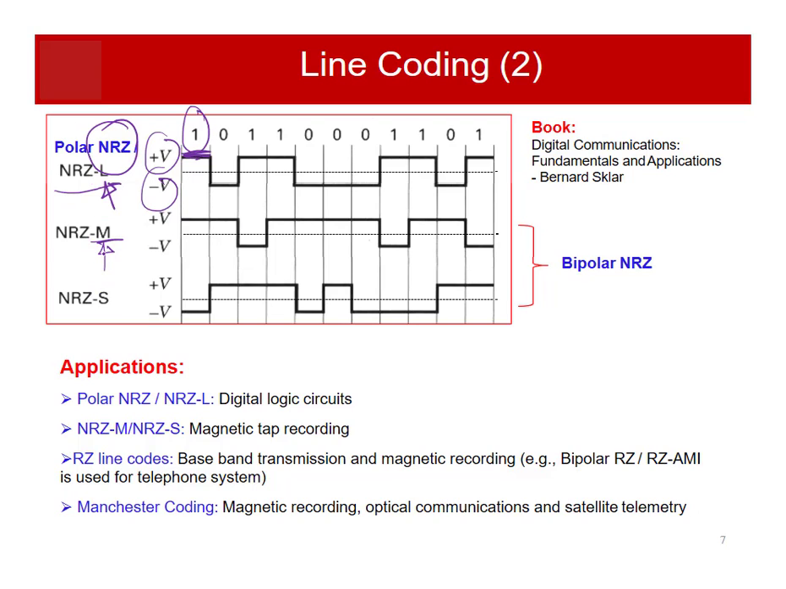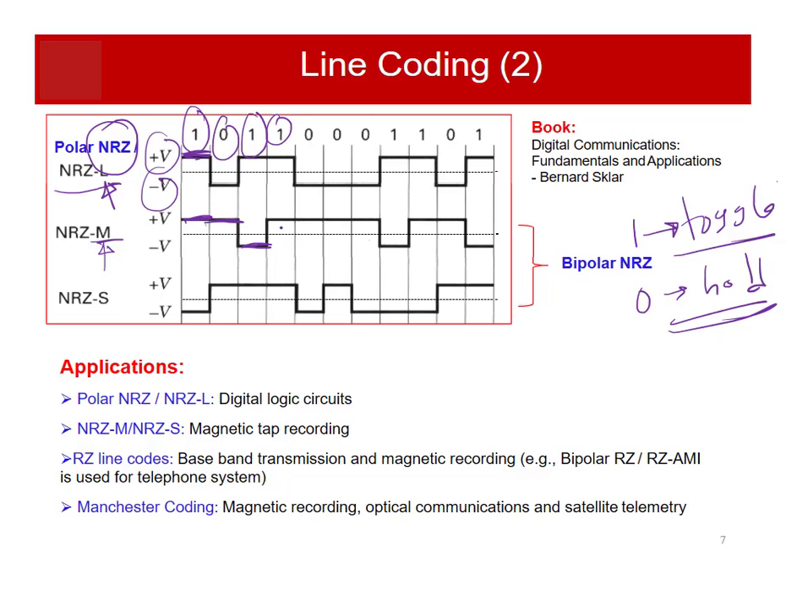In the case of NRZ-M, 1 is a transition, or toggle. Toggle means switching the level. 1 is toggle and 0 is hold. So for NRZ-M, you have 1 here, so it is just plus V. For 0, you hold, so it will not change. Then again it is 1, so you toggle, shifting the voltage level, so now you have minus V. Again you have 1, so you toggle, and it is plus V now.